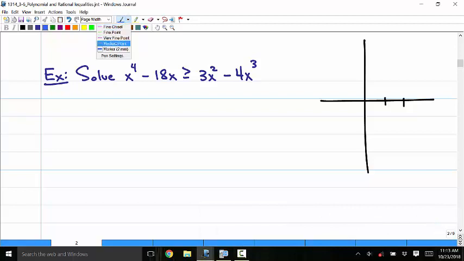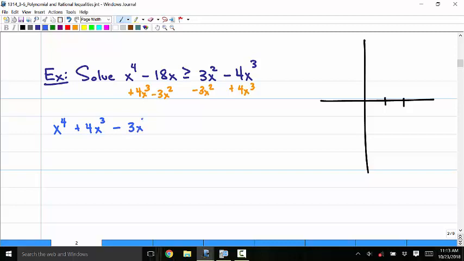Okay, here we go. I need to get 0 on the right-hand side. So that means I need to add 4x cubed to both sides, and I need to subtract 3x squared from both sides. So I will have x to the 4th plus 4x cubed minus 3x squared minus 18x greater than or equal to 0. Everybody with me?